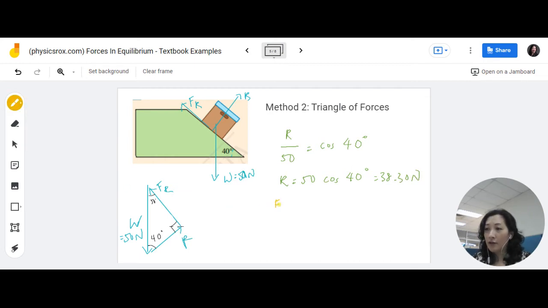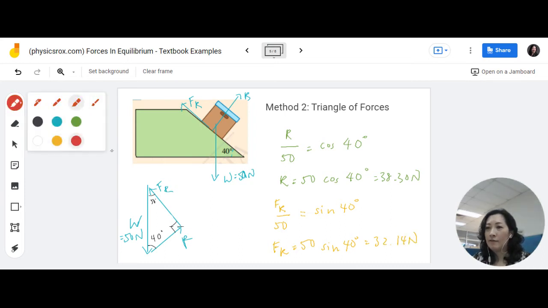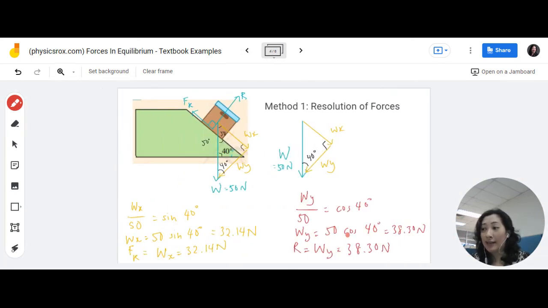FR, friction, on the other hand, is opposite. So friction over 50, opposite over hypotenuse is sine. So friction is 50 sine 40, which is 32.14 Newton. That's how to solve it. So same, right? 38.3 for R and friction is 32.14.